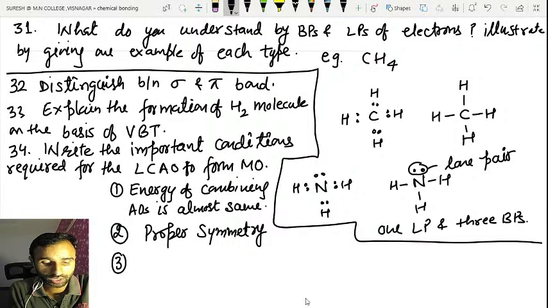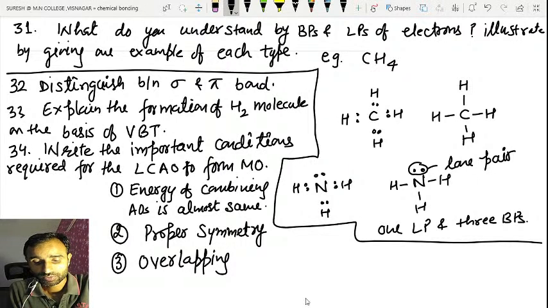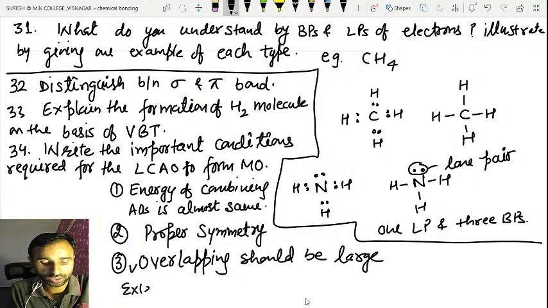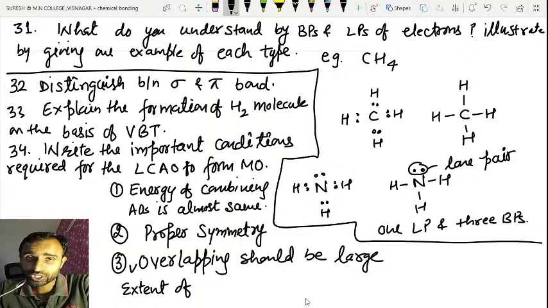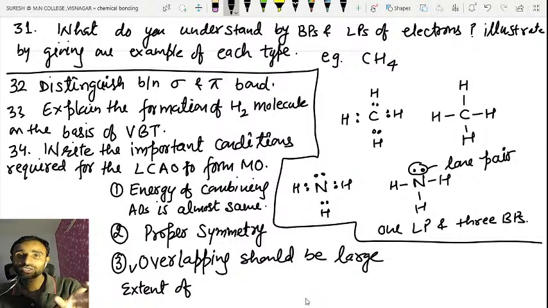And the third condition is overlapping: the extent of overlapping should be large. These are the three conditions, and then there is addition of wave function and subtraction of wave function. But these are the essential conditions: energy almost the same, symmetry the same, overlapping maximum.